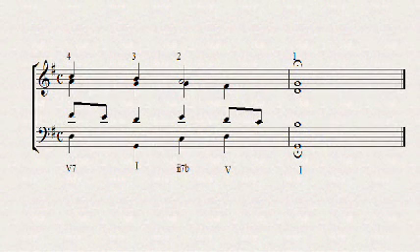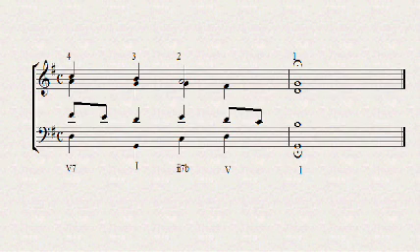The ii7-V-I formula encountered so far could be described as the classic version, and is the most common form of this cadence. Here's a reminder of how it sounds in G major.